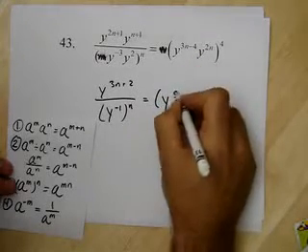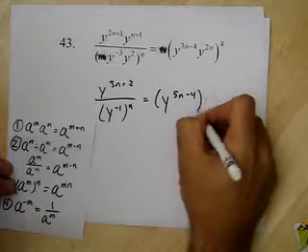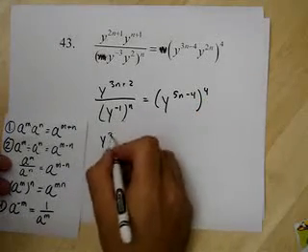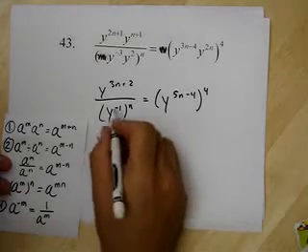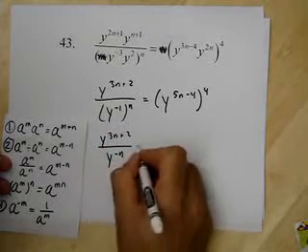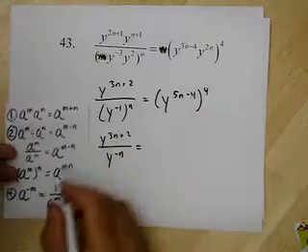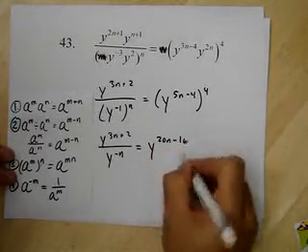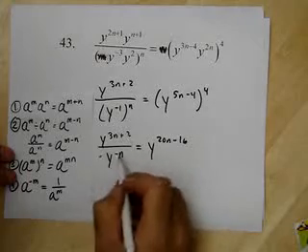Y, 3n and 2n, I get 5n minus 4 to 4, which is y to the 3n plus 2 over y to the negative n. Now this guy is right outside, so I'm multiplying, y to the 20n minus 16. I'm almost done. I need to get this guy into a y form.